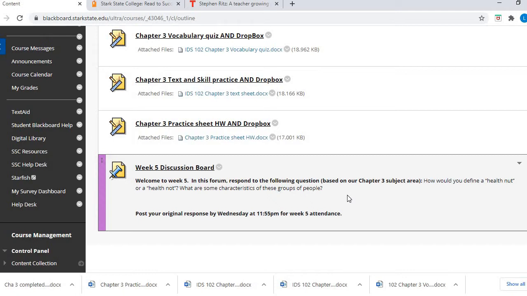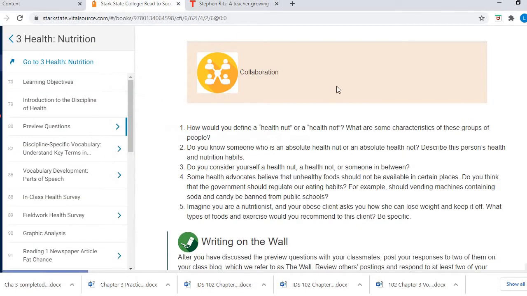Please make sure that you post your original response by Wednesday for week 5 attendance, and also make sure that you're interacting with your classmates. I do have a little spreadsheet where I keep track of interactions so that you can get those participation points. So again, make sure you answer that question. It comes from the beginning of our chapter, the questions there to get us on the thought process of thinking about the rest of these readings.